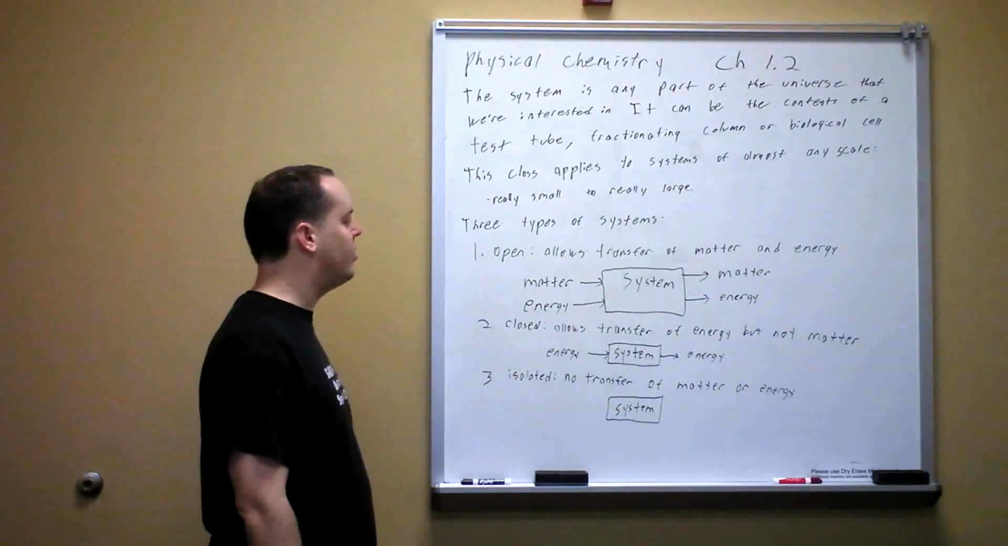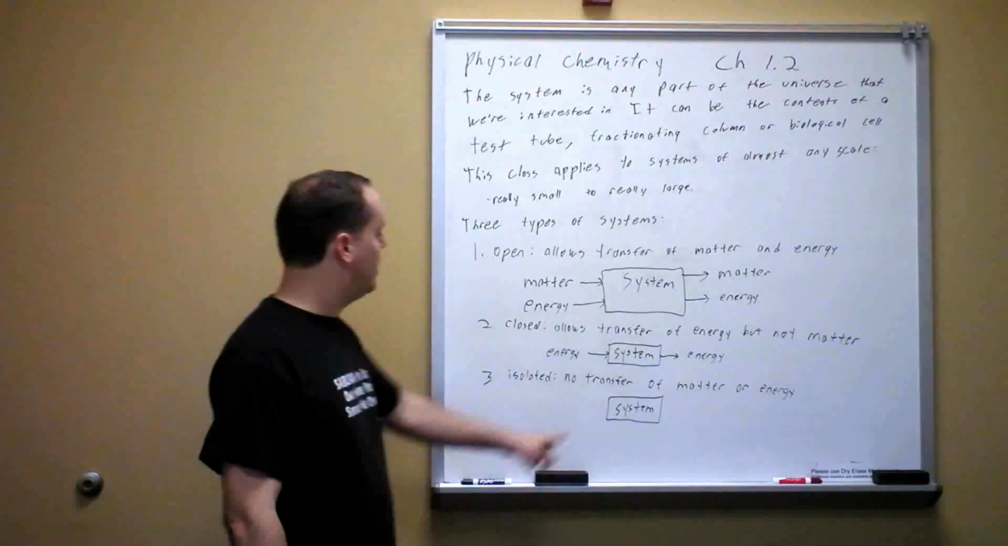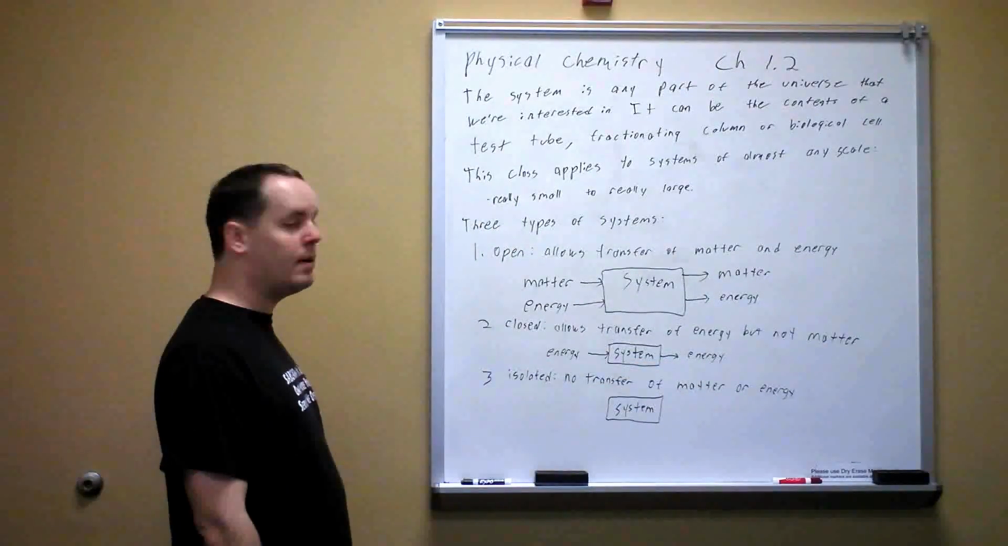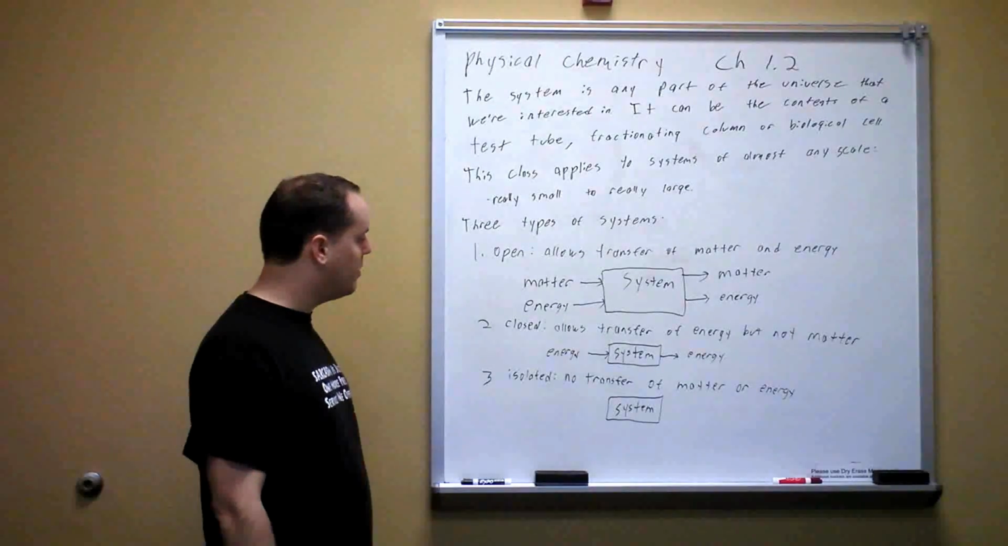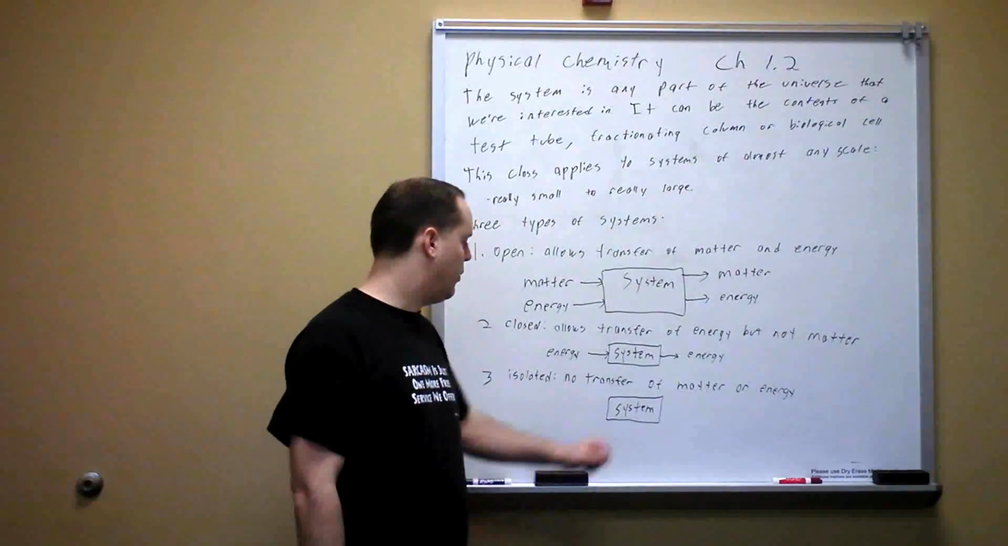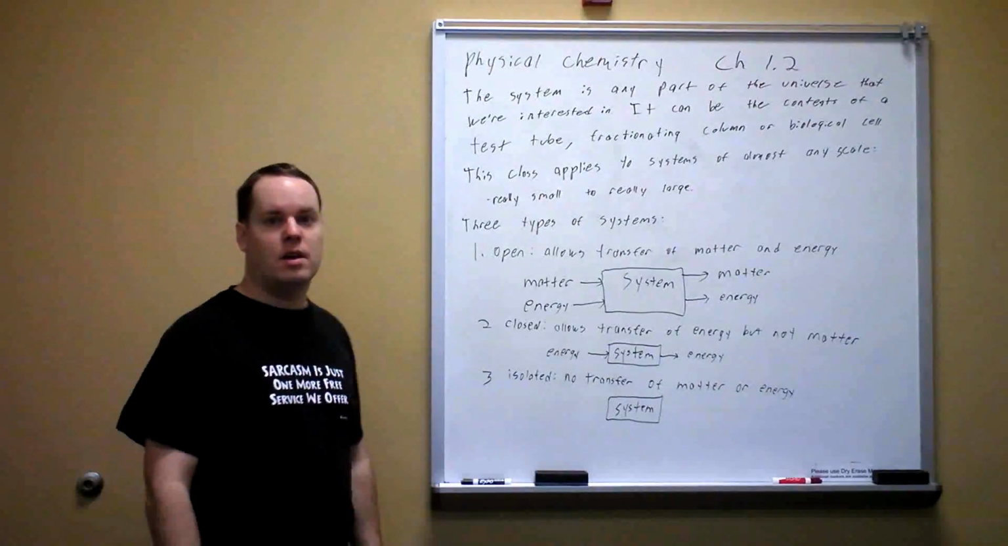A closed system allows transfer of energy, but not matter. Here's our system. Notice energy can get in and energy can get out, but not matter. An isolated system allows no transfer of energy or matter. We have our system. Nothing gets in, nothing gets out.